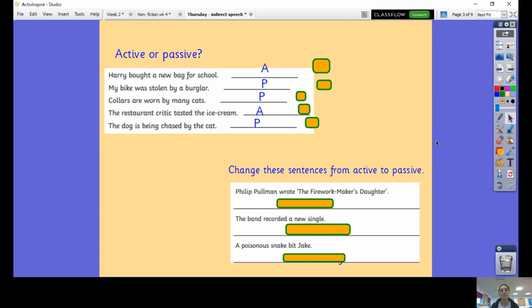So Philip Pullman wrote The Firework Maker's Daughter. How are you going to change that one around to turn that into the passive voice? The band recorded a new single and a poisonous snake bit Jake. So pause the video now, give yourself 3 minutes, a minute per sentence, to rewrite these sentences in the passive voice.